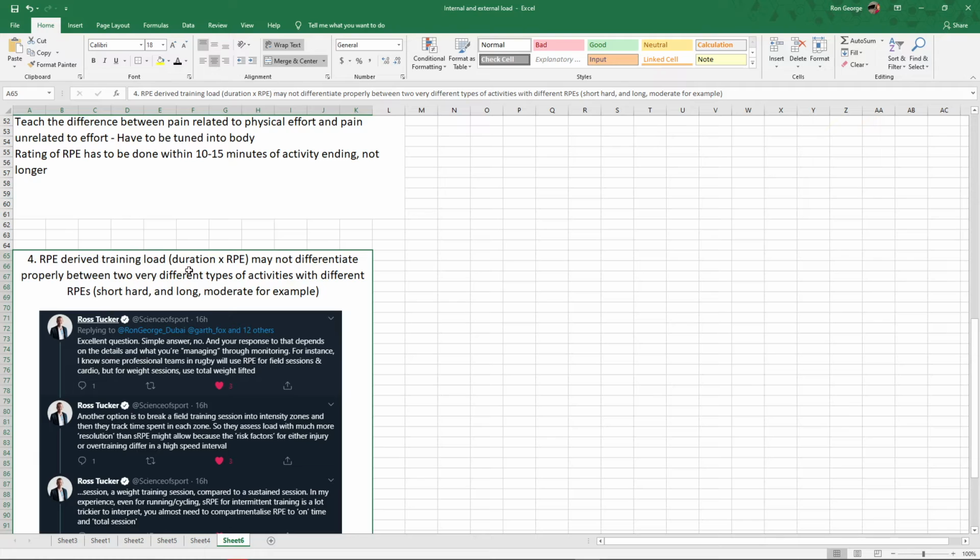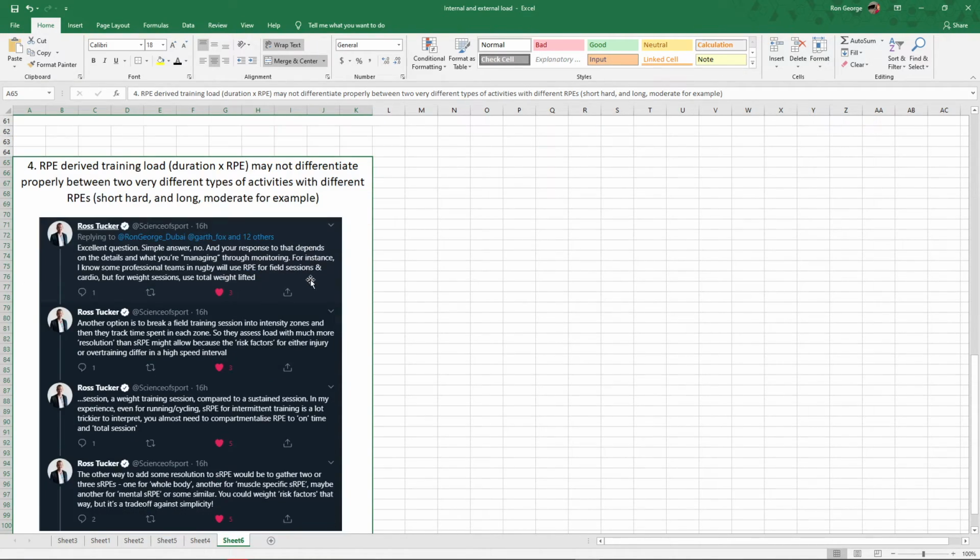RPE derived training load, that is duration times RPE, may not differentiate properly between two very different types of activities with different RPEs. So you have a different RPE score for each activity, but when you calculate the training load, they come out to be more or less identical. So how do you look at that and go, okay, which one was harder, or which one was easier? And this is a very interesting question, right?